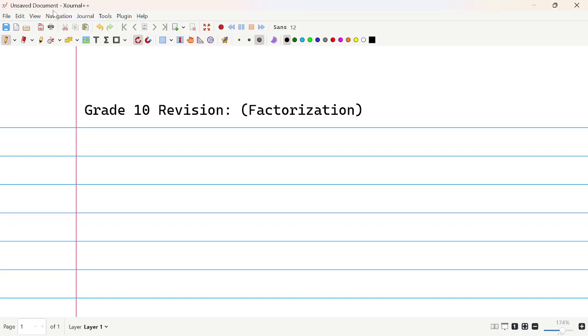Hello everybody. So today we are going to be going over factorization. Now we are just going to be revising some grade 10 factorization so that we are able to kickstart our grade 11 here. So let's get straight into it.